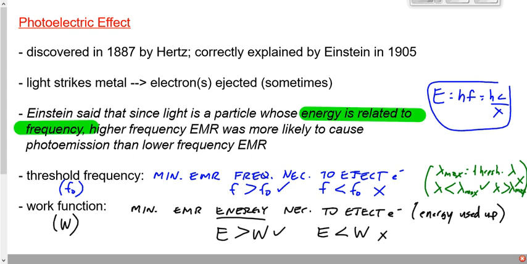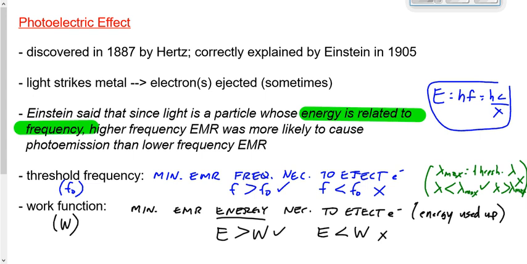Slurpees cost about $2. Okay, if I go to 7-Eleven, the minimum money necessary to buy a Slurpee is $2. Why? Well, because I use up $2 in the process of buying a Slurpee. The minimum energy necessary to eject an electron is the work function. Why? Well, because the energy that's used up in the process of ejecting an electron is the work function.